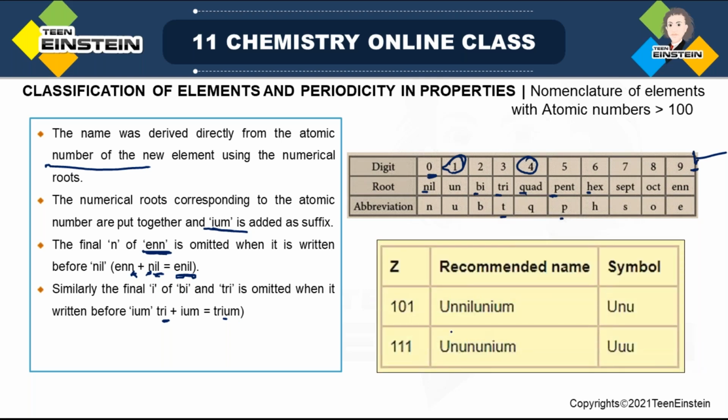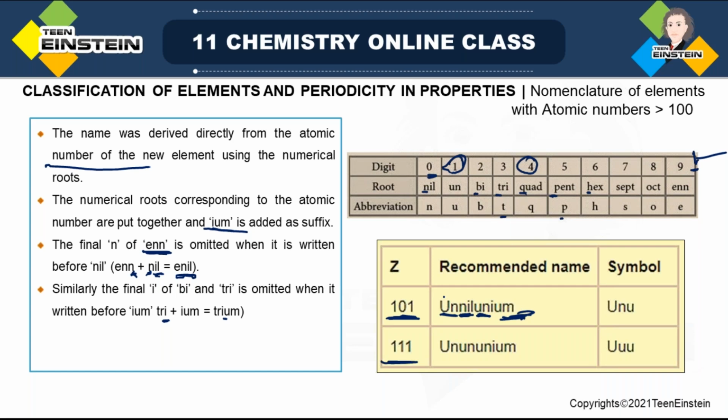Here we have these 2 examples. One has atomic number 101, another one has 111. For 101, it will be un, which is for 1, then for 0 it is nil, and then for the last digit you again write un. As we know, we have to end it with the suffix ium. So the recommended name will be unnilunium. The pronunciation is unnilunium.